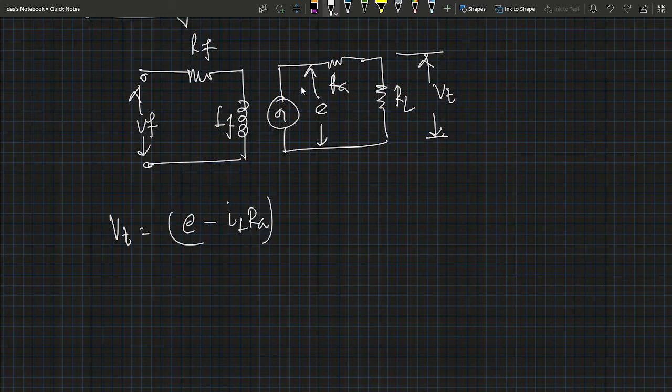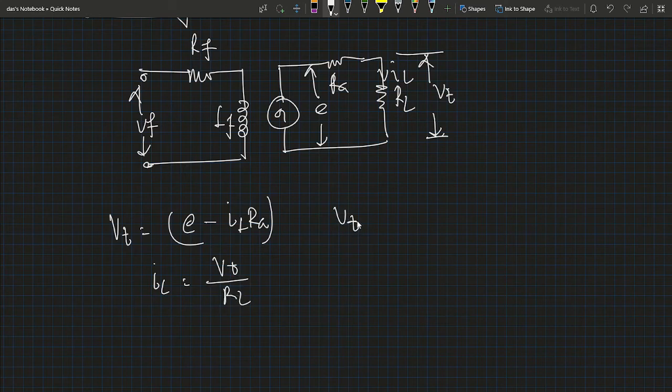This IL, because here the load current is IL. Okay, first of all, see that this is the equation, because this is a load current expression. Okay, and this IL is basically Vt by RL.